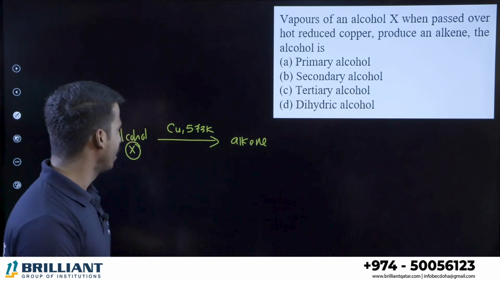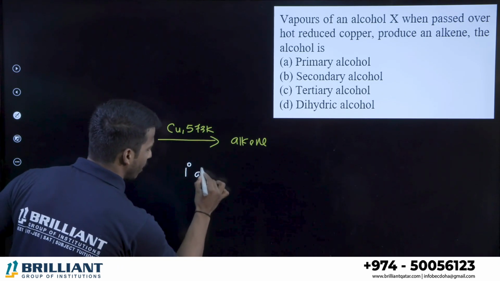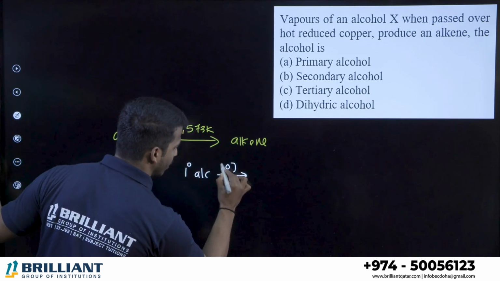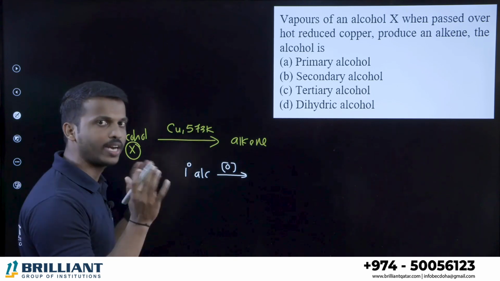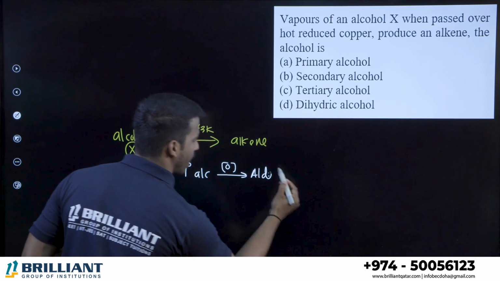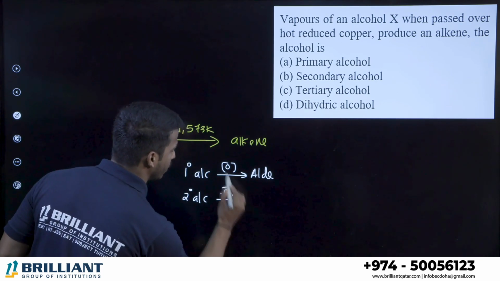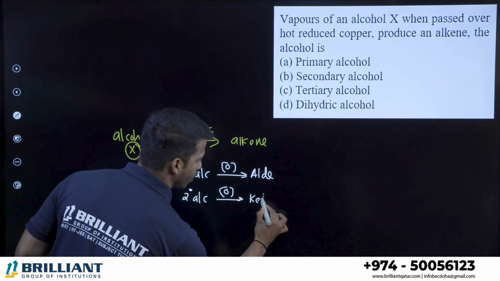Actually, the general reaction we know: copper at 573 is an oxidizing agent. A primary alcohol on oxidation will always give an aldehyde. A secondary alcohol on oxidation with this reagent will give a ketone.